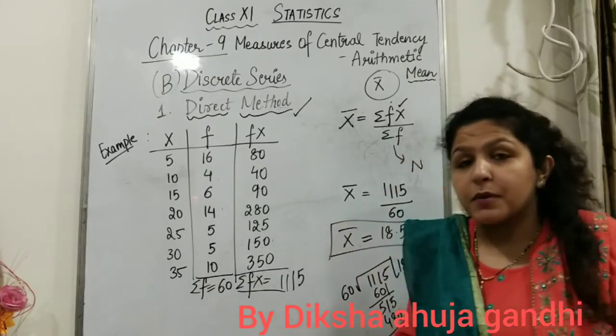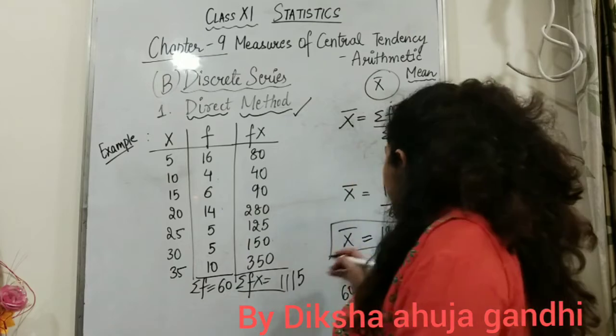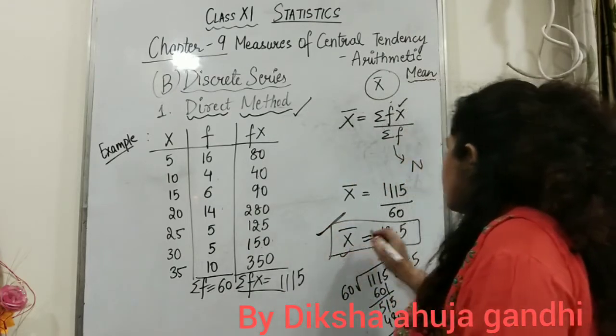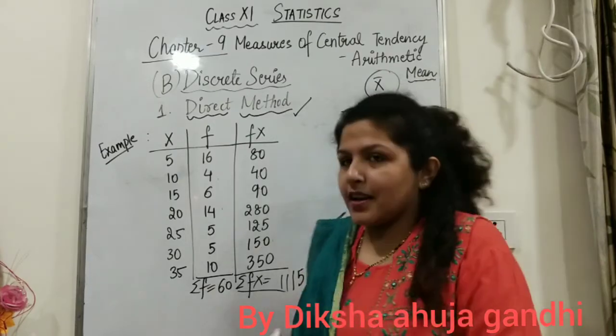I solved it for you as you will solve in the exam. This is the way you should answer. So the average is 18.5 for this discrete series direct method.